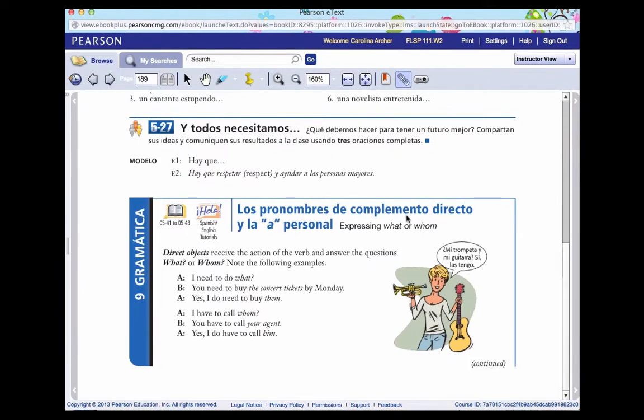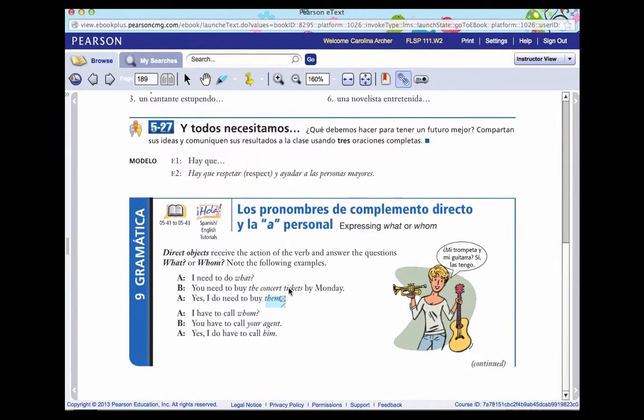So what are direct object pronouns, okay? Direct objects receive the action of the verb and answer the questions what or whom. For example, I need to do what? You need to buy the concert tickets by Monday, okay? Yes, I do need to buy them. So them is going to replace the concert tickets. So them is a direct object pronoun because it's replacing a noun, okay?